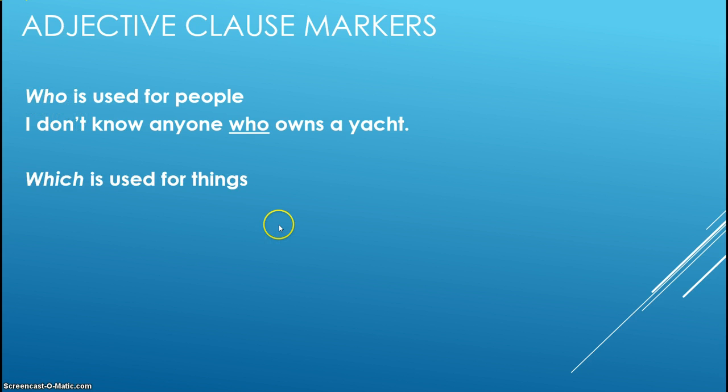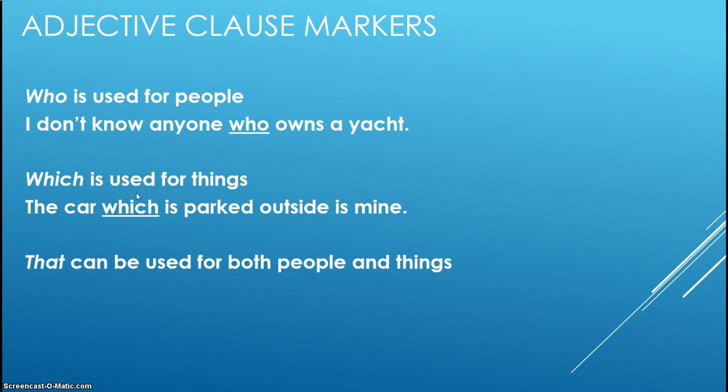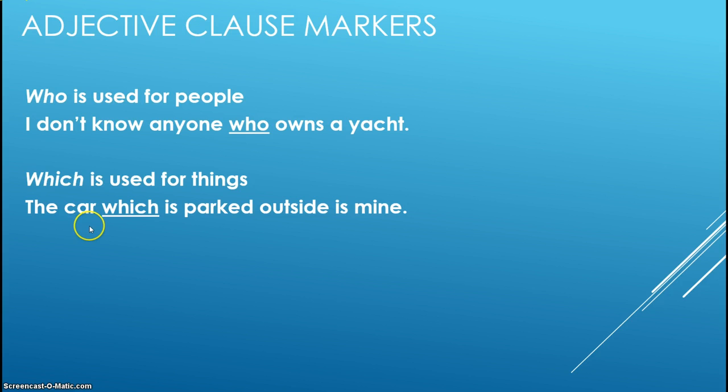Which is another adjective clause marker. It is used for things. The car which is parked outside is mine. Here I have my adjective clause right in the middle of the sentence. And then which is for a thing. Car is not a person, so I can't say the car who is parked. That does not make sense. Which works well in that case.